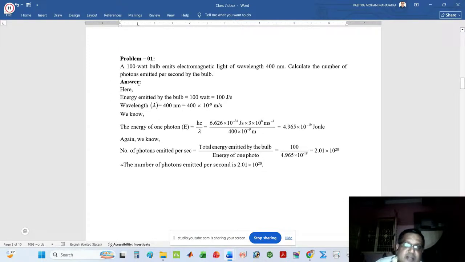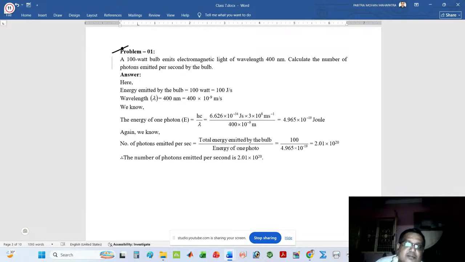Let me explain. This is problem number 1. A 100-watt bulb emits electromagnetic light of wavelength 400 nanometer. Calculate the number of photons emitted per second by the bulb. At first, I want to write the given terms. Look at that, your 100-watt bulb means it emits 100 joule per second.